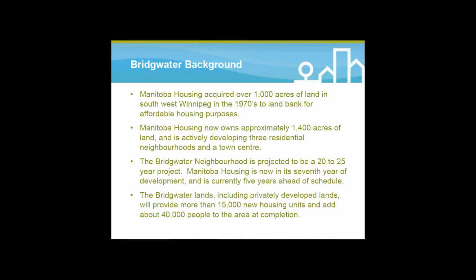So over the past couple of years, the Winnipeg market has performed very well as far as single-family starts are concerned. Bridgewater has led the city of Winnipeg as far as residential building permits for about 4 straight years. So it's a very popular area of the city for new housing development, and we're seeing that as far as the number of building permits that are being taken out and housing starts that are being constructed in this area on an annual basis. And once complete, the Bridgewater lands, including the privately developed lands that I mentioned as well, so there's 3,000 acres in total, and once these 3,000 acres are developed, it will provide more than 15,000 new housing units and add about 40,000 people to the area at completion.